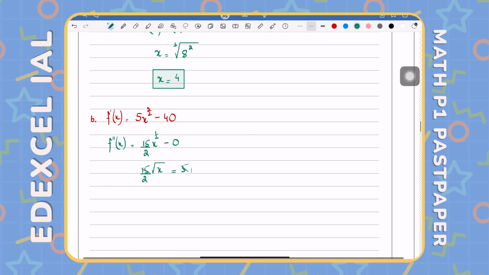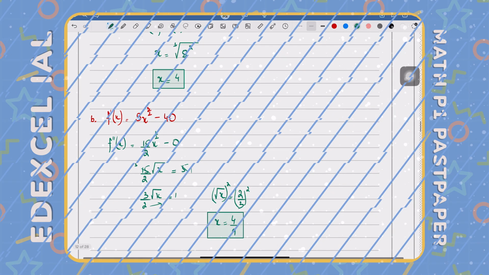Now let's simplify. 5 ones are 5, 5 threes are 15. So we have 3 upon 2 root x, which is equal to 1. Let's gradually make root x the subject. So root x equals 2 upon 3 after cross multiplying. And since you want to solve for x, we have to square both sides, and once we square both sides, we get the value of x, which is equal to 4 upon 9. And there you go, fellas. That is your final answer. And that's it. Question number 6 done.